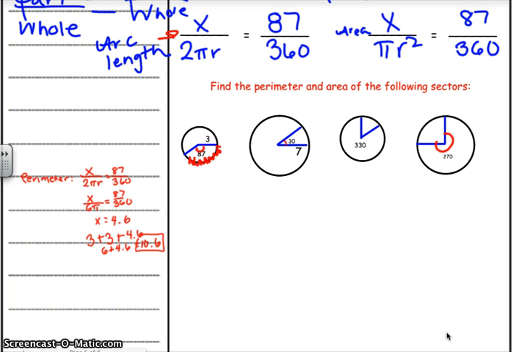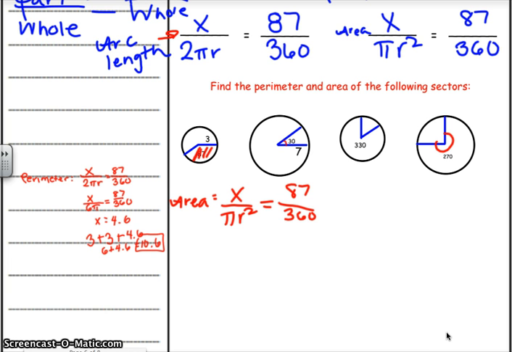Now, area is always the nicer one. Again, I don't know the fraction, so I create that proportion. So my area of the sector, create the proportion. So my part of the area is x. I don't know what that is to my whole area, pi r squared. Right? The whole area of a circle is pi r squared. As my part of the degrees is to my whole degrees.